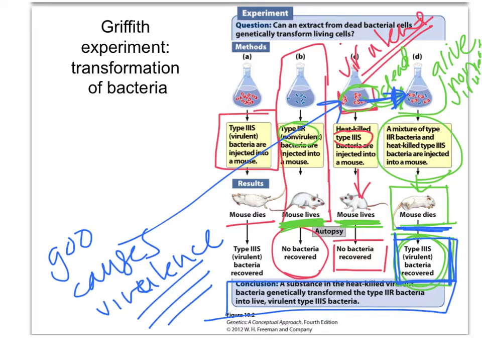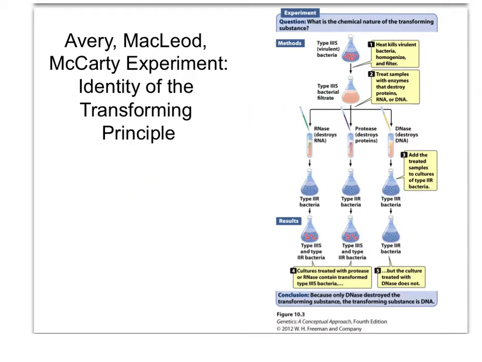At this point, they did not know what that transforming factor was. They just knew it was something in this goo of the dead stuff, of the dead virulent bacteria. That is known as the Griffith Experiment. So later, in the next set of experiments we're going to talk about, Avery, McLeod, and McCarty wanted to know, what was the stuff in the goo? What is the transforming principle? And so they did a series of experiments to eliminate one thing at a time and then determine whether their bacteria was still virulent or not.